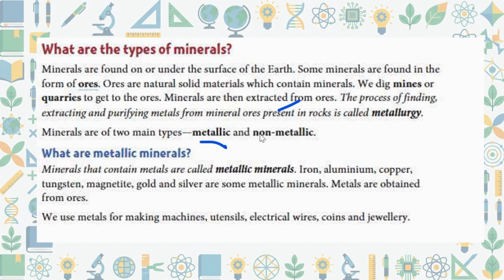Metallic and non-metallic. What are metallic minerals? Minerals that contain metals are called metallic minerals. Iron, aluminium, copper, tungsten, magnetite, gold and silver are some metallic minerals. Metals are obtained from ores. We use metals for making machines, utensils, electrical wires, coins and jewelry.